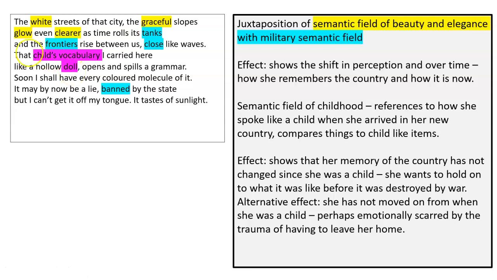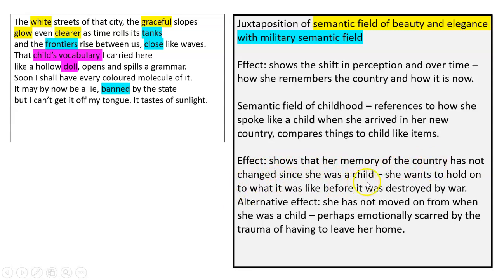But really what's interesting here is these different references to childhood, and these come back in the next verse. But these references to childhood are really important. Firstly, she's saying she spoke like a child when she arrived here. And maybe her growth was stunted really because of the experience. And she compares things therefore to childlike objects like the doll. So really the effect here is that her memory of the country hasn't changed since she was a child.